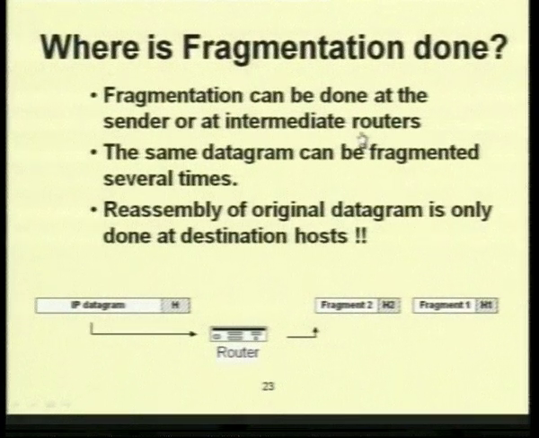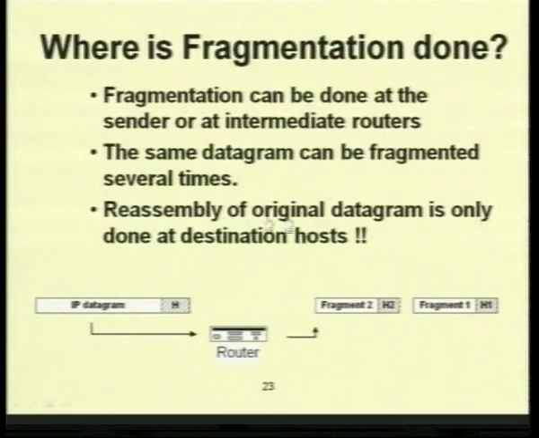So where exactly is fragmentation done? Answering that question, it can be done at the sender or at the intermediate routers. The sender itself may have to do the fragmentation, or it may have to be done at the intermediate routers. And the same datagram can be fragmented several times. Okay, and the reassembly of the original datagram is only done at the destination host. Now we can come up with an explanation as to why reassembly is done only at the destination host. Let us first take a look at fragmentation. Now fragmentation, as I said, can be done at the sender or at the intermediate routers.